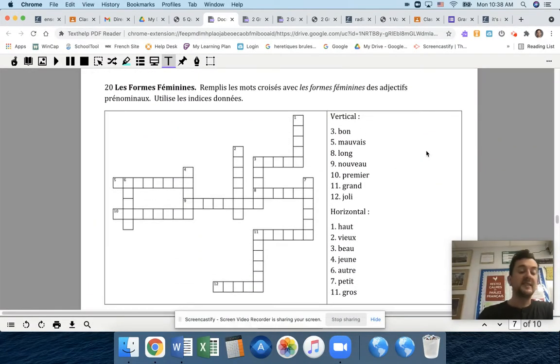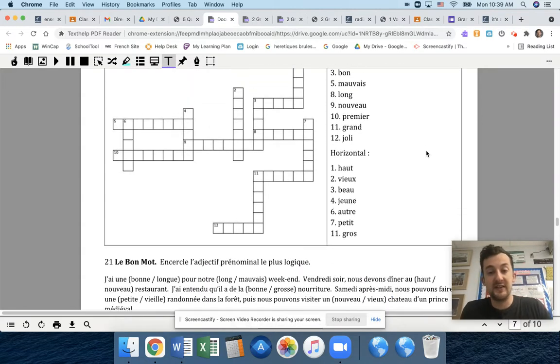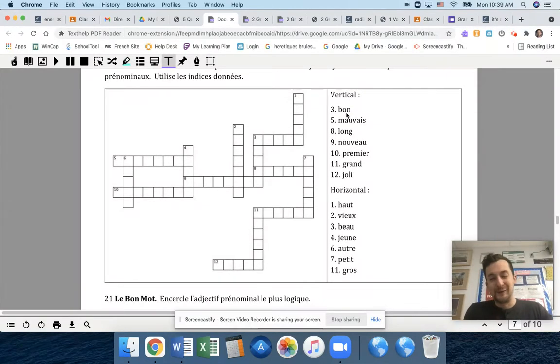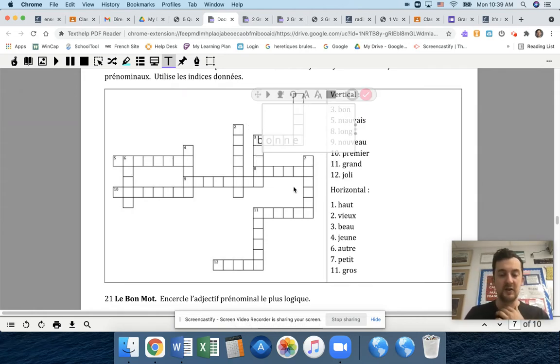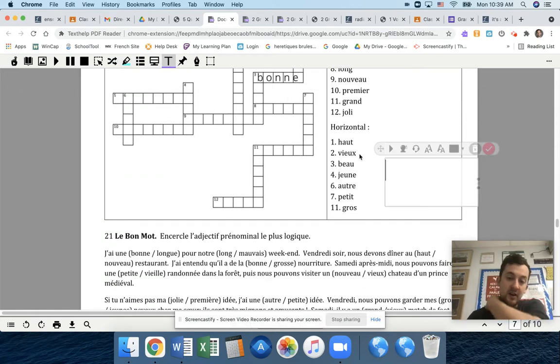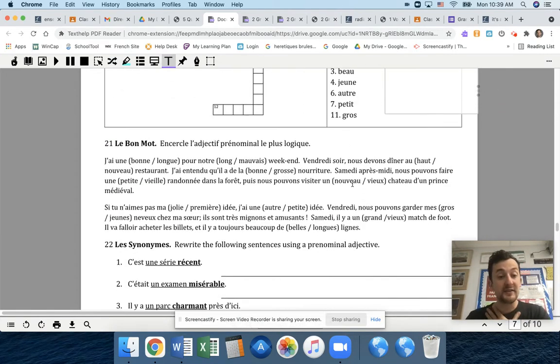All right, exercice 20, les formes féminines, the feminine forms. It says fill out the crossword with the feminine forms of the pronominal adjectives. Use the given hints. I use the word hint, but it's just the word in the masculine. So 3 vertical is bon, d'accord? So the feminine of bon is bonne. Now, I forgot to put this as an irregular one in the notes, but it is an irregular one. And it's one that you remember from junior high, I'm sure. But some of these are irregular. Remember that vieux is vieille, for example, etc.